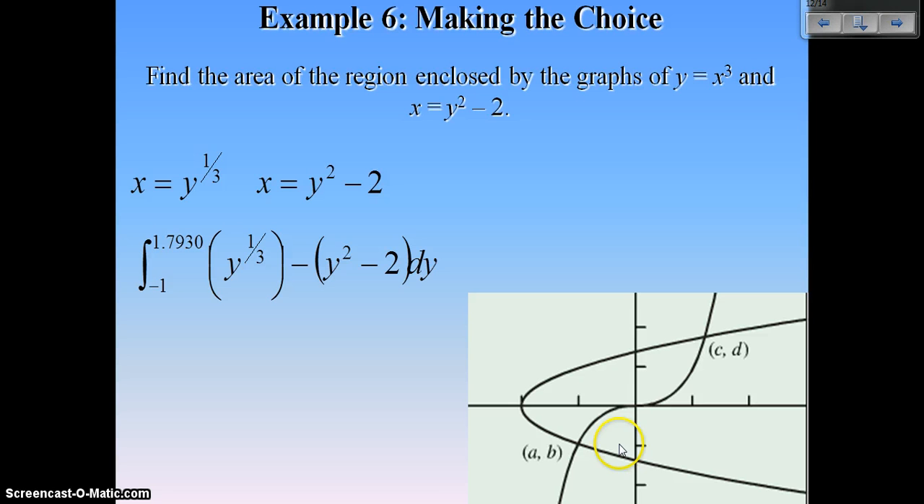Here's the -1 right here. Up here is the 1.7930 right here where it intersects. And now we can again work this out by hand, or because of the number, just punch it into the calculator, and it's 4.2149. That's the area between those two curves.